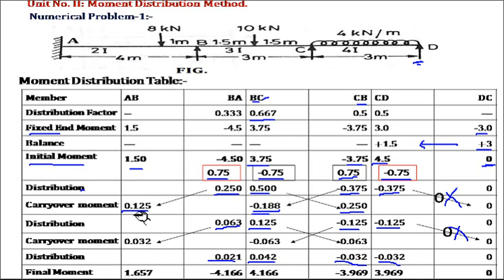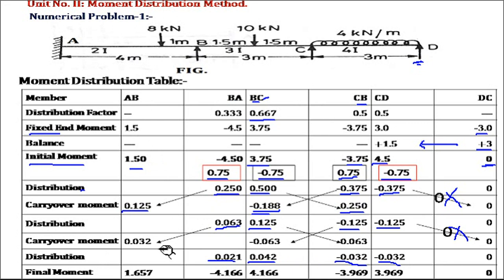Now here you have to repeat the distribution and carryover moment, and we have to stop on the distribution row. In this row of the distribution you have to see that all the values should be 0.0. There we have to stop. So if you see, all the values in the distribution row are 0.0. Okay. Now next we have to find out the moment in the different members.